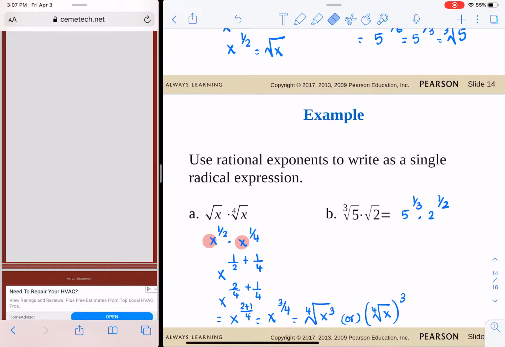the bases are not identical. Those two are not the same. The powers are not the same. Could we do something with this? No, we cannot. So we simply leave it as is. So we cannot combine the two radicals because the bases are not the same, the powers are not the same. So we will just leave it as is.